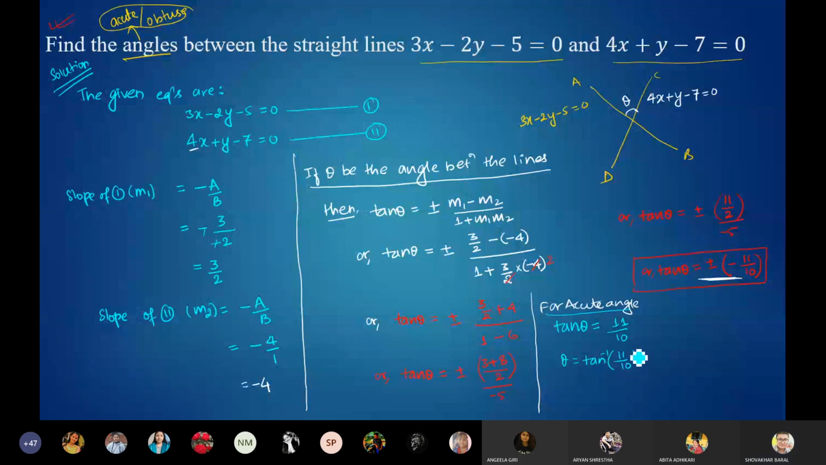So tan theta is equals to 11 by 10 and theta is equals to tan inverse 11 by 10. When you replace this tan on the other side, then it is tan inverse 11 by 10. And you can press it in the calculator. Let me show you the calculator also. Just a minute. Just press tan inverse 11 by 10. I think you can do that. Also, just a minute. I'm going to display the calculator here.